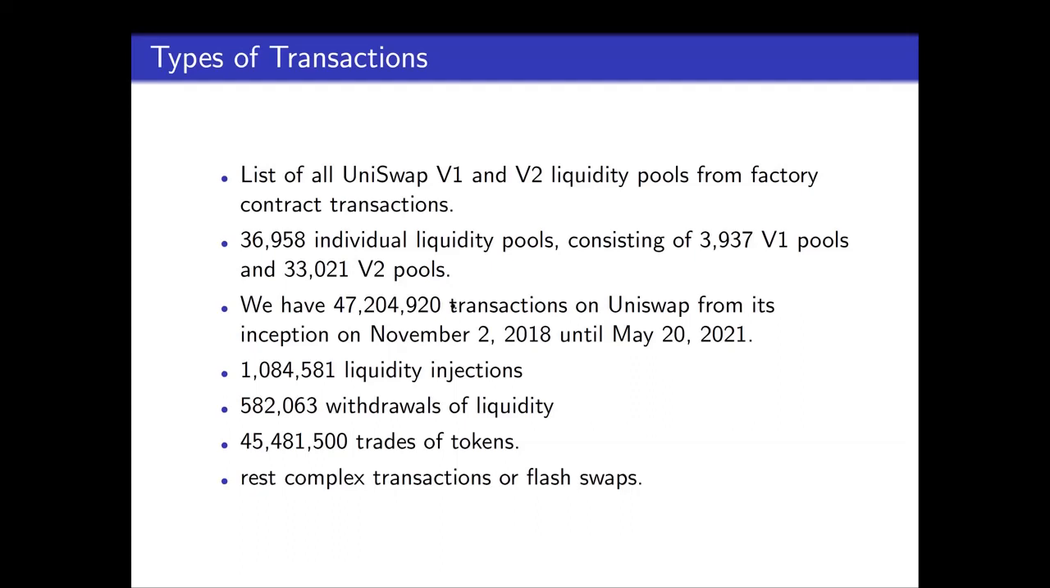We have about 47 million transactions on Uniswap. So these are about 1 million liquidity injections, about 600,000 withdrawals of liquidity, and 45 million trades of tokens.